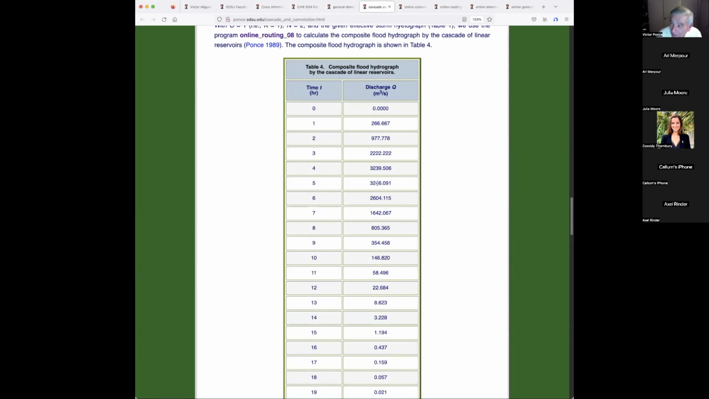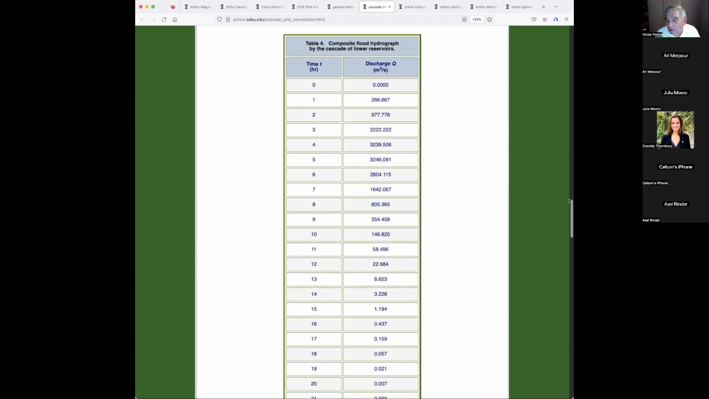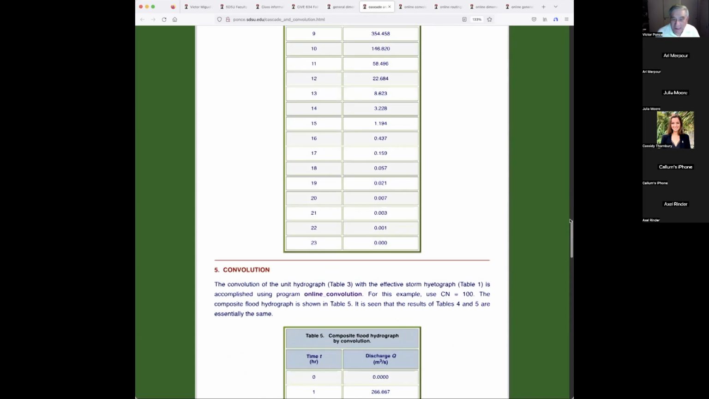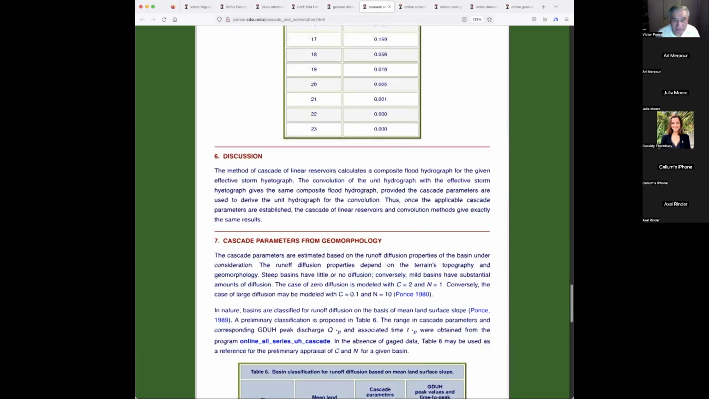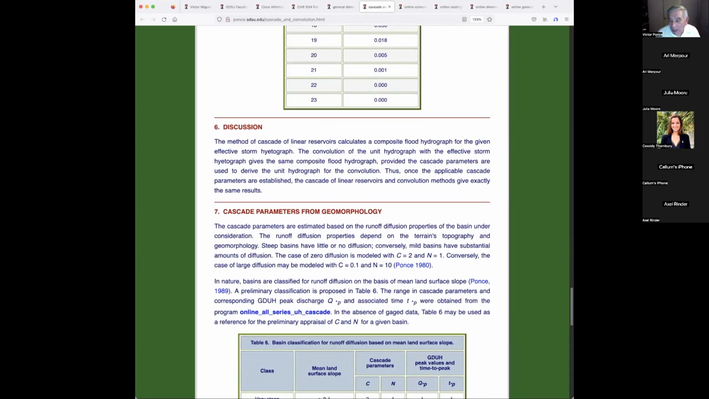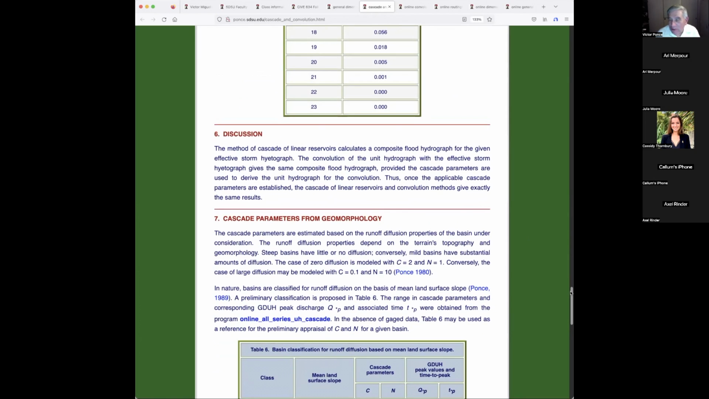Isn't this marvelous? I can't find any other word to describe this. These are two entirely different computations. One of them is convolution, the other one is cascade of linear reservoirs. They operate totally different, they get to the same answer. They must have the same fundamental equation behind it. So that's the end of the story here. To prove that when the convolution is done using the parameters of the cascade, they exactly give the same answer. So that lends credence to the cascade, because it's basically the same as convolution.